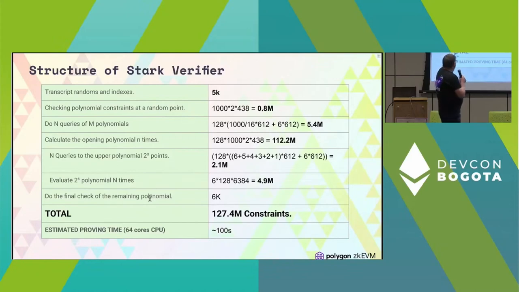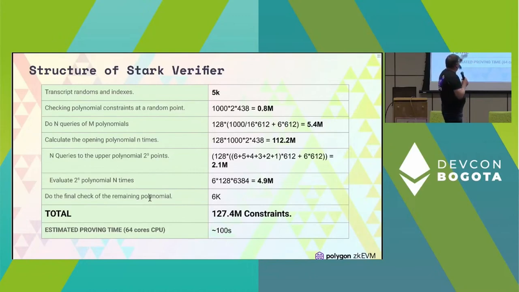And here is probably the biggest part. The biggest part is when we need to compute this opening polynomial. There are so many polynomials, and we need to do so many multiplications out of the field that this is a number that grows a lot. And here is the big part of the proof, this 112 million.